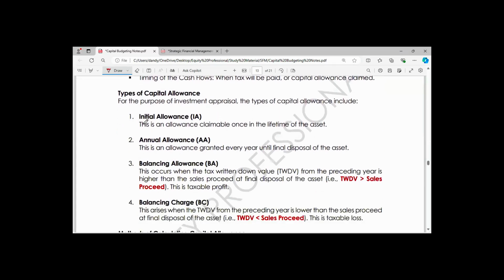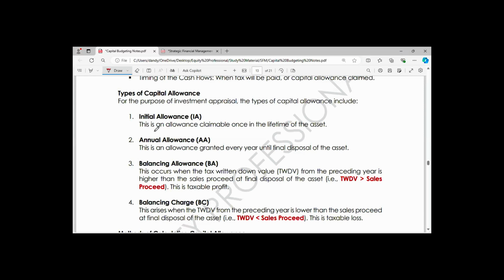Therefore, what do you mean by initial allowance? The initial allowance is an allowance claimable once in the lifetime of the assets. That is, once the initial allowance is claimed in the first year, the company cannot claim it again. To get your initial allowance, just multiply the initial allowance rates on the cost of the assets. So going forward, what the company will be claiming will be the annual allowance.